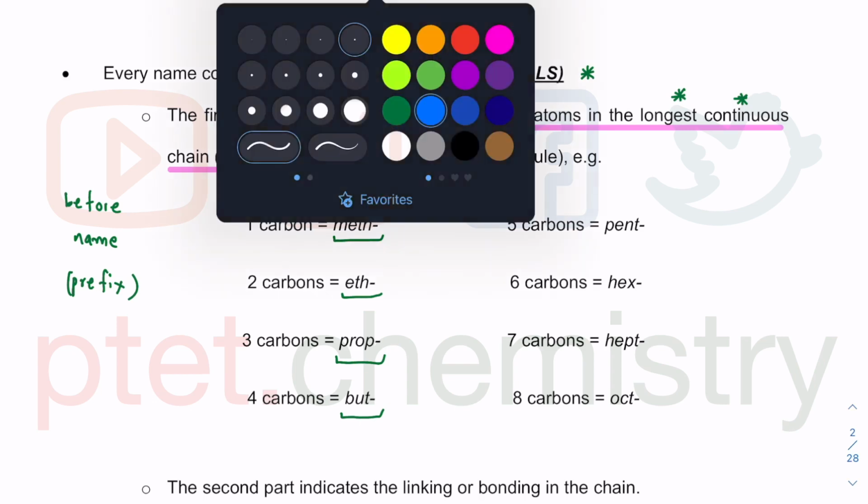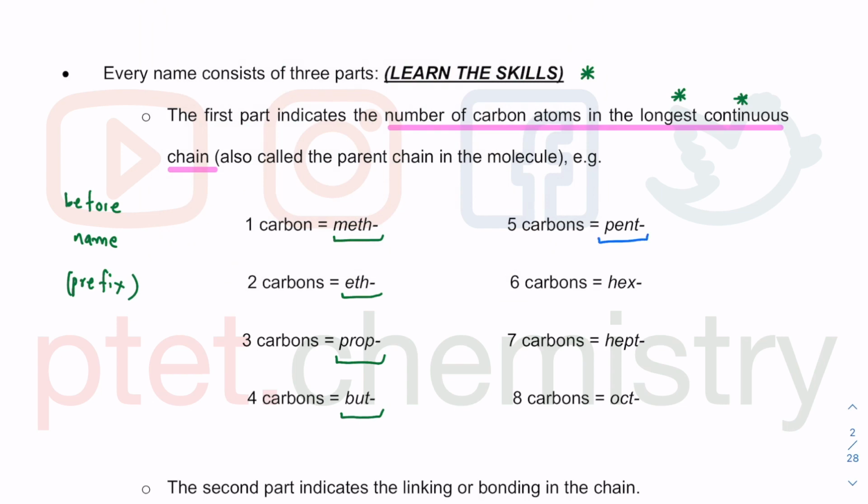Some of the lesser common ones, but they do get asked: pent, P-E-N-T, like pentagon, is 5 carbon. Hex, 6-member ring, hexagon. Hept, which is 7, so hex is 6, hept is 7, and last but not least, oct is for 8 carbon there.